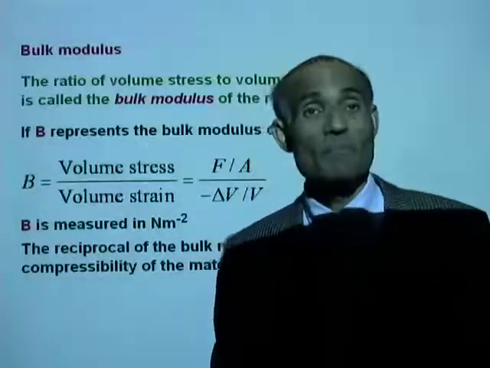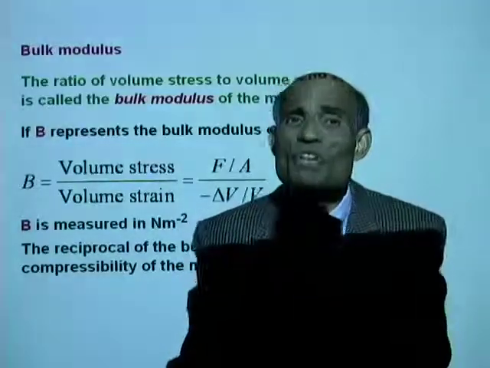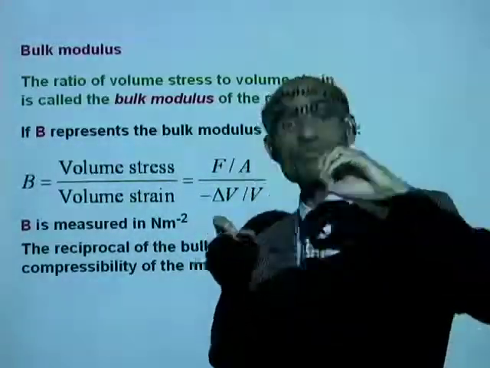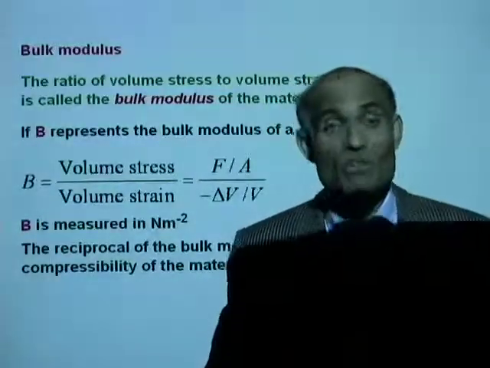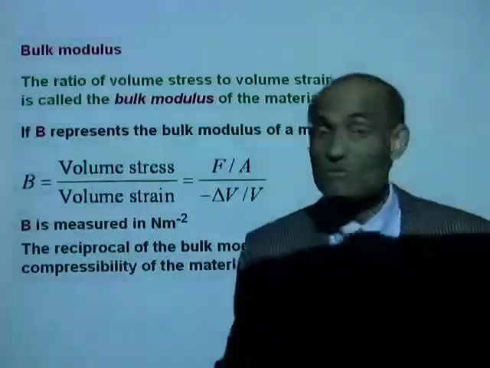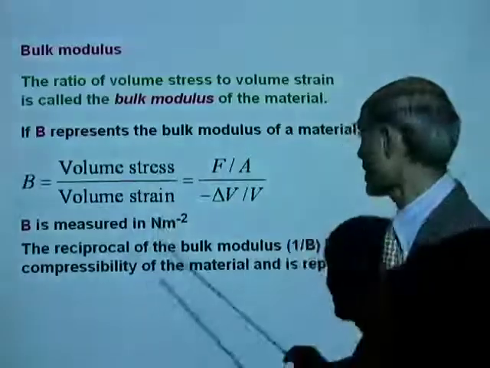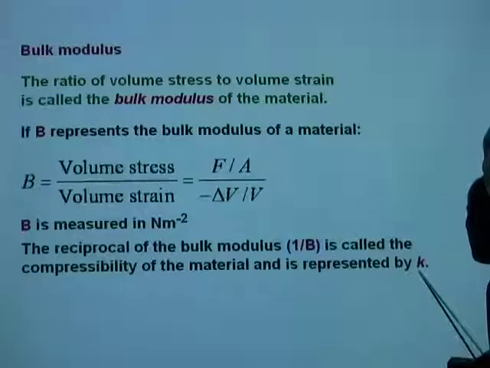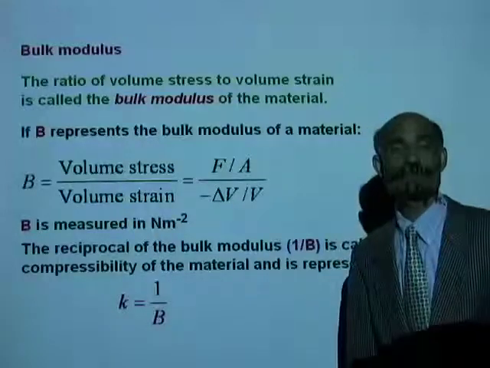What does that mean? It means the greater the bulk modulus, the greater will be the difficulty to compress it. In other words, when B is very large, 1 over B is very small. The compressibility will be very small. For an object of very large bulk modulus, the compressibility will be very small. It will be very difficult to compress it. So 1 over B is called the compressibility of the material, and we represent it by the lowercase k. k equals 1 over B.